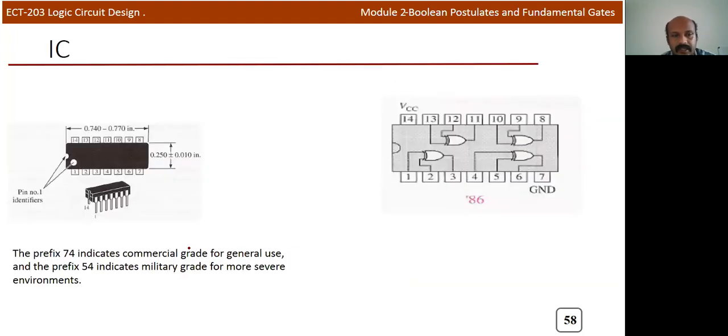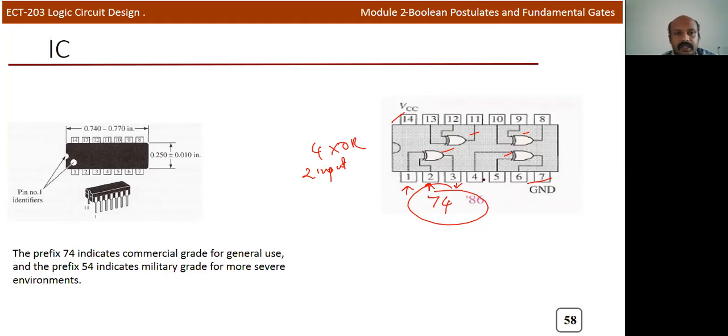And this is a practical IC which is used for performing this XOR operation, that is 7486. This is a 2 input IC and it contains 4 XOR gates in a single IC. VCC and ground are pins 14 and 7. Here you can see 1, 2 inputs, 3 output; 1, 2 inputs, 3 output. Similarly, the other gates also.